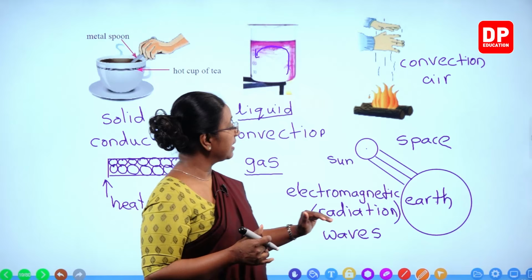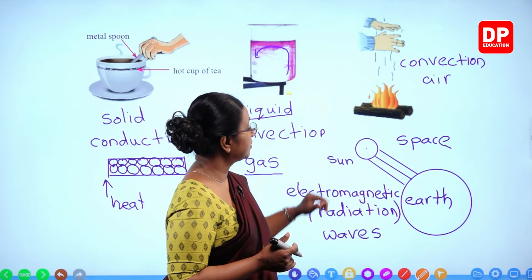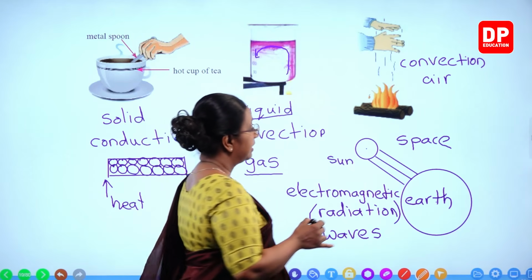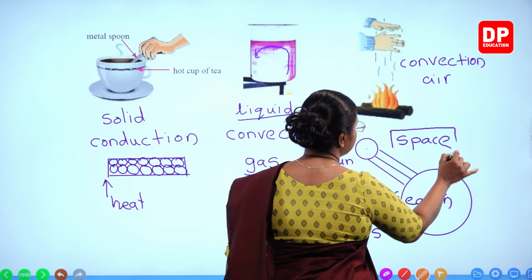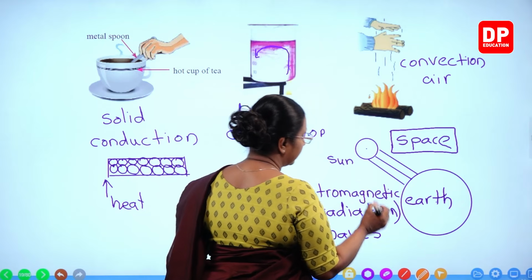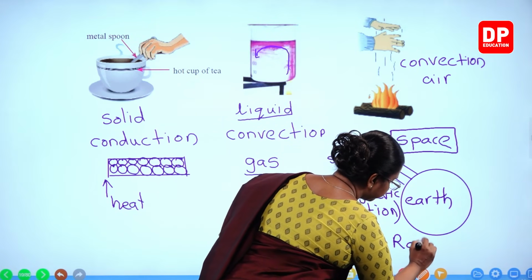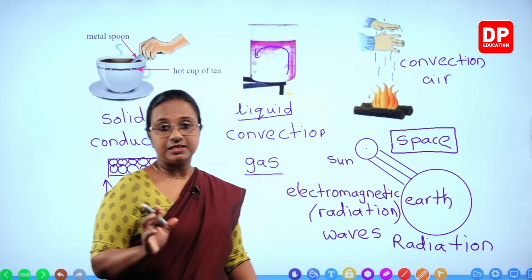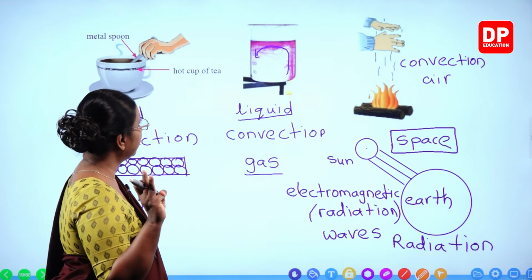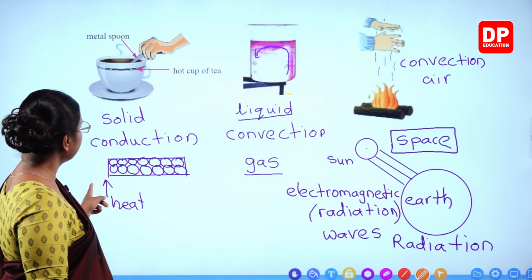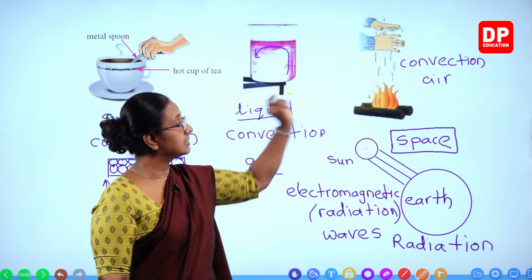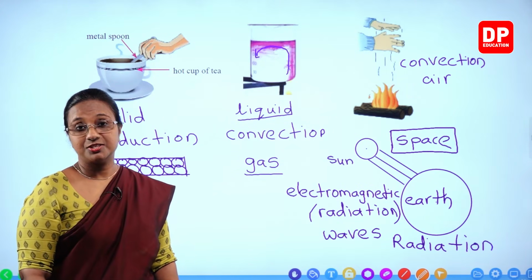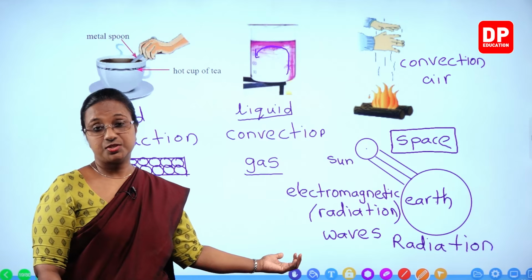So the process by which the heat is transferred from the sun to the earth through space is what we call radiation. So this is through space, that is radiation. Is that clear, students? So 3 methods by which heat is transferred: in solids, conduction; in liquids and gases, convection; and through space, it is radiation. I have revised all the processes also.